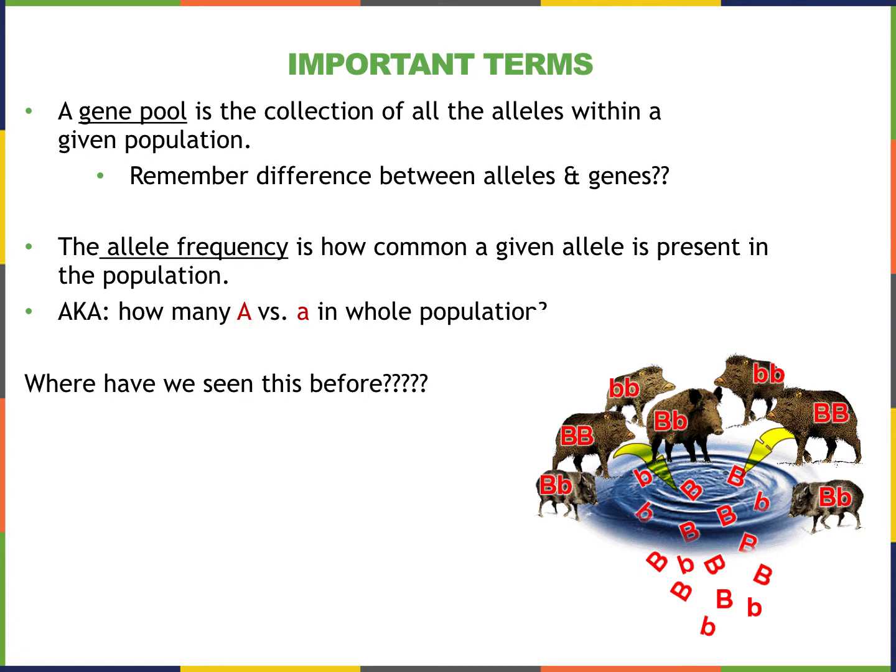So a gene pool is a collection of all the alleles within a given population. And so alleles are the versions of a gene, and a gene is a trait. So if the trait is hair color, then your alleles would be brown, black, red, blonde. And then your allele frequency is how common that allele is in the population. So how many dominant versus recessive in the entire population. So we've seen this when we've talked about genetics and Hardy-Weinberg.